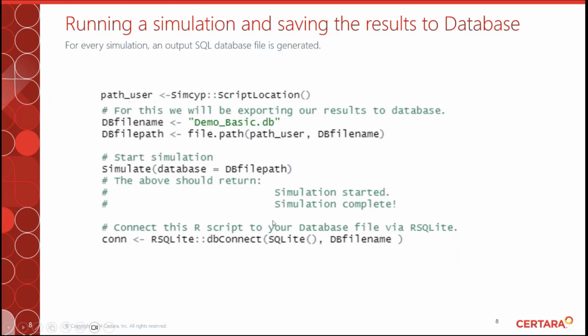Once I've run a simulation, automatically in your working folder, which is this path, you would see a database file being created, and that database file will be called demo_basic.db. Once that file is created, I can go into that database file and make a connection to that file. And then once that connection is done, I am able to go ahead and extract the simulation results.